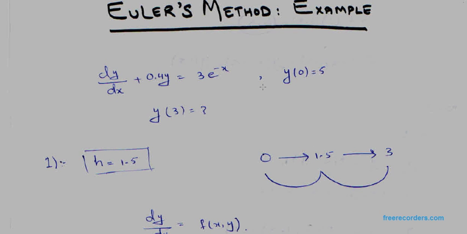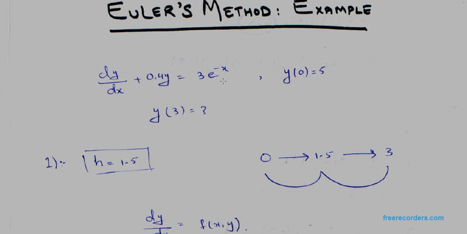In this segment we're going to take an example of Euler's method. Euler's method is the first method when we talk about the solution of ODEs, so let's take an example. Somebody gives me a differential equation: dy/dx + 0.4y = 3e^(-x).